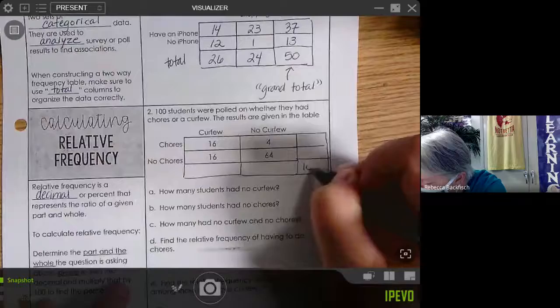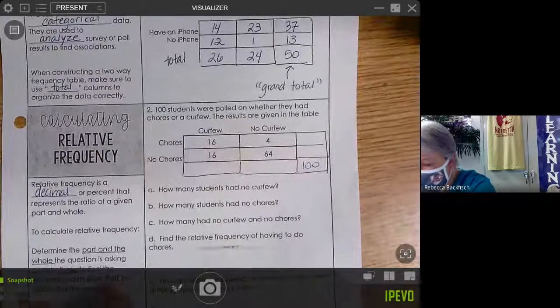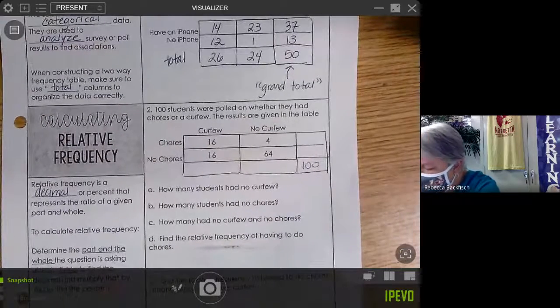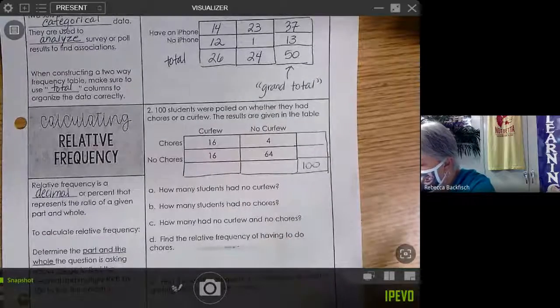100 students goes right here. That's the total number of students polled. That is not the prettiest. You don't necessarily have to make boxes. You could just put the numbers outside there.